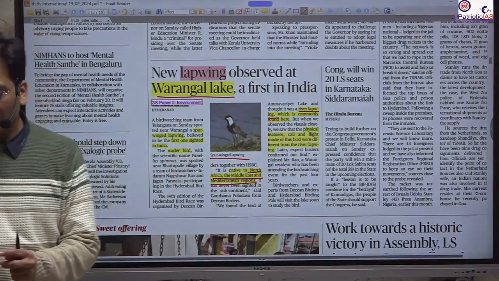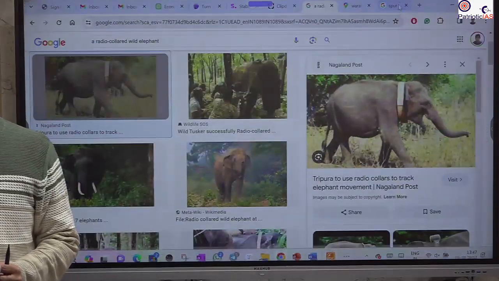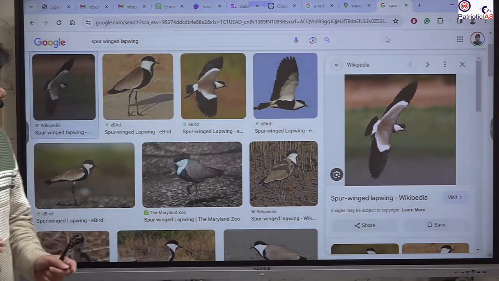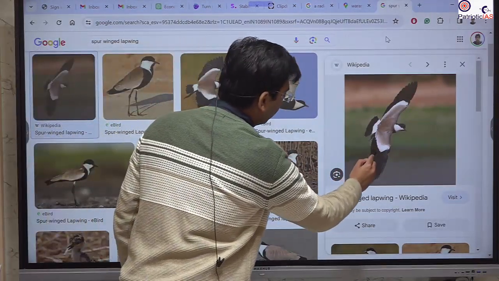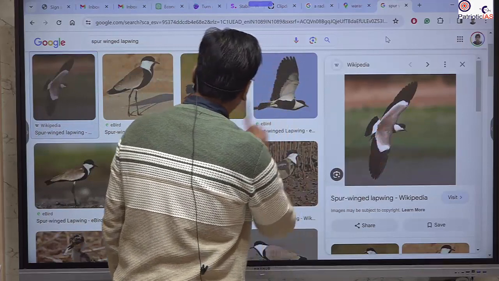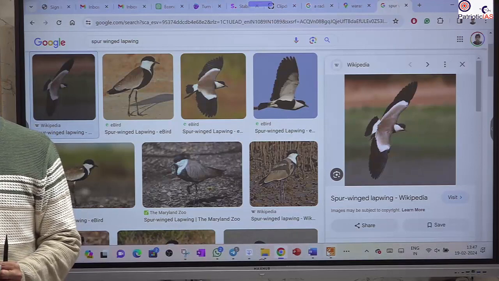So let me show you the picture of this bird. It is very beautiful. So you can see this is a spur-winged lapwing. This is the beautiful wing that is very unique to it. Okay, let's solve a question.